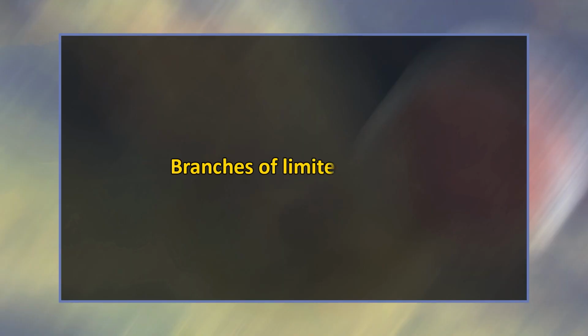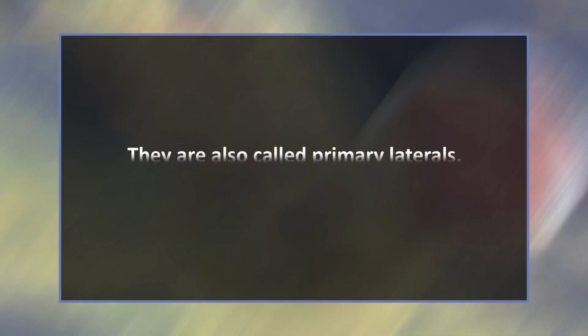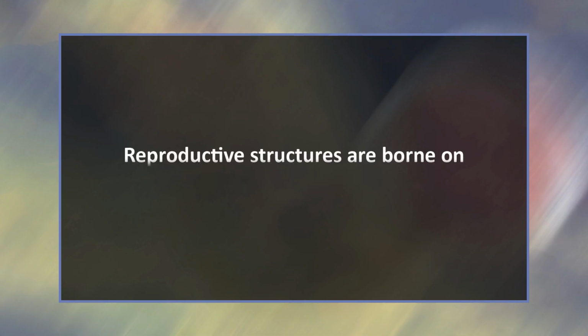From the node arise these types of appendages. First, branches of limited growth. These branches arise in whorls of 6 to 16 at the nodes of the main axis. They stop their growth after some time. They are also called primary laterals, leaves, or branchlets. Reproductive structures are borne on these branches.